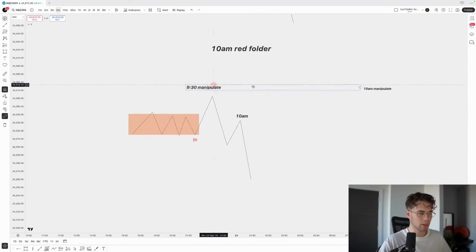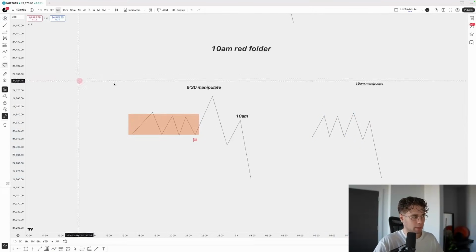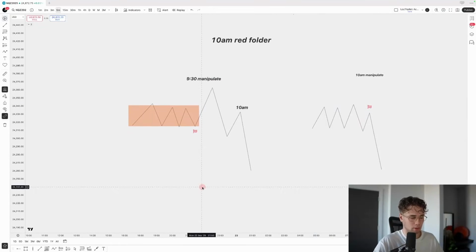So in this scenario, the 10 a.m. manipulation, 9:30 can drop us, right? So this is the pre-market consolidation, then 9:30 hits and it does that, right? In this scenario, you are bearish, by the way, right? So this is 9:30. Red flag is always 9:30, all right?